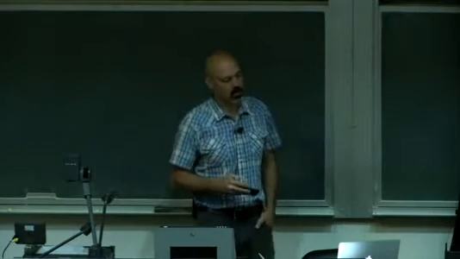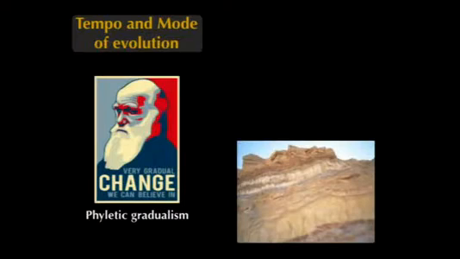But a few thousand years is fast in Darwinian terms. Darwin thought that things took much longer, or at least that's the typical interpretation of Darwin's ideas. A phyletic gradualism, right?